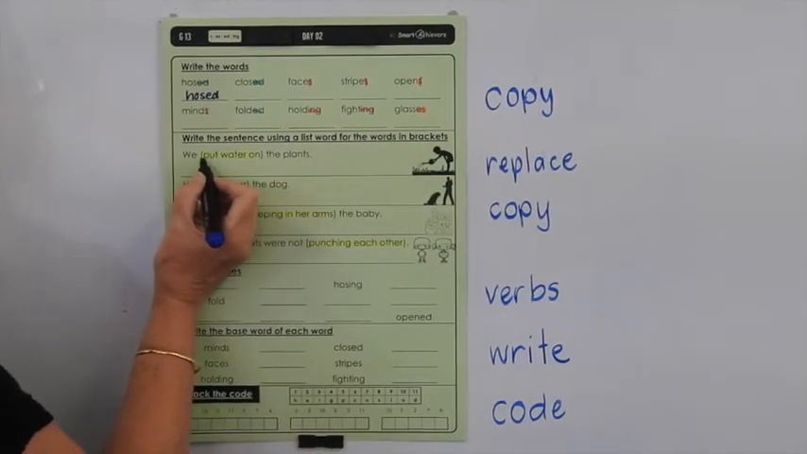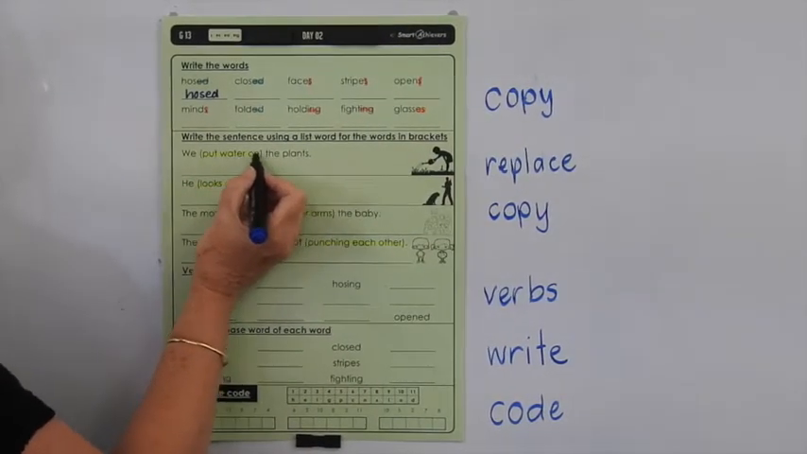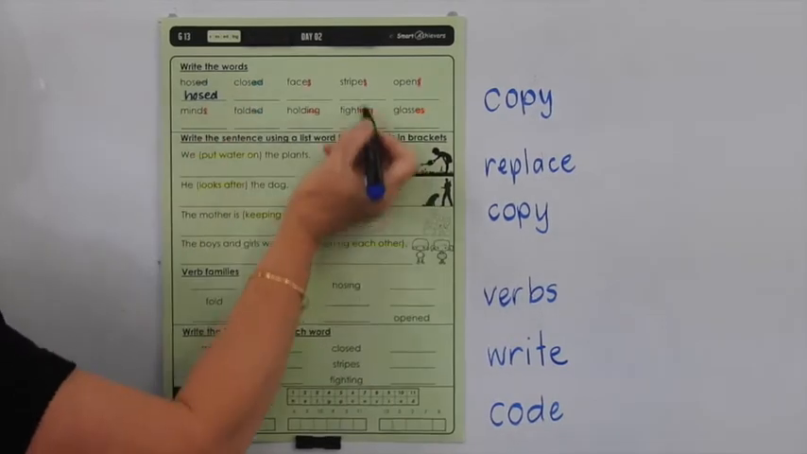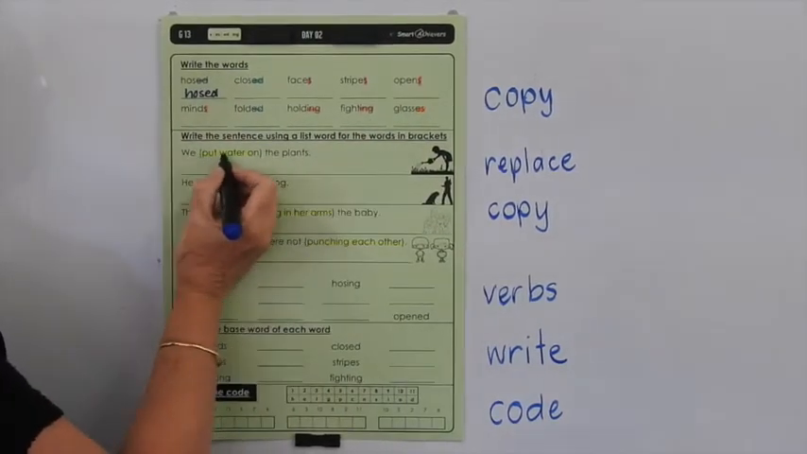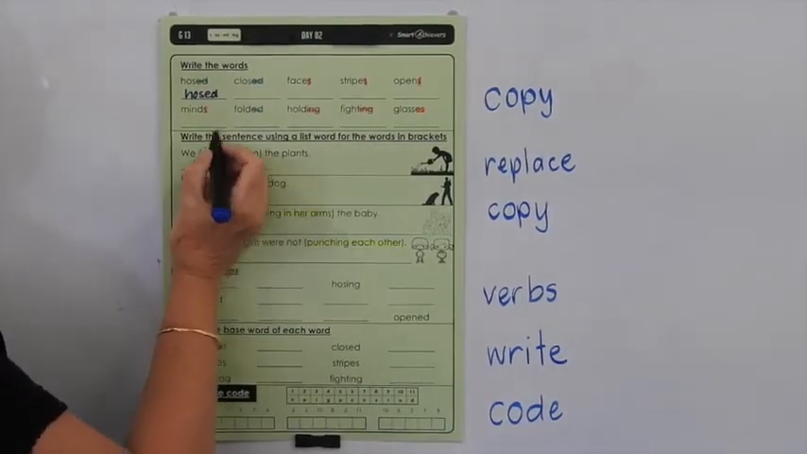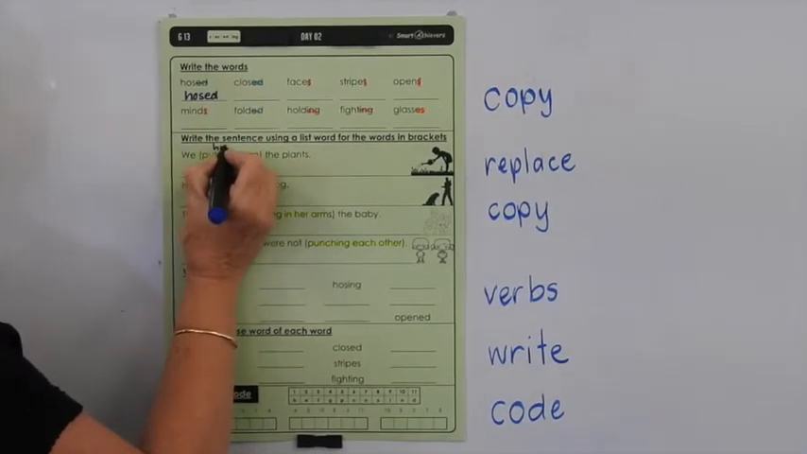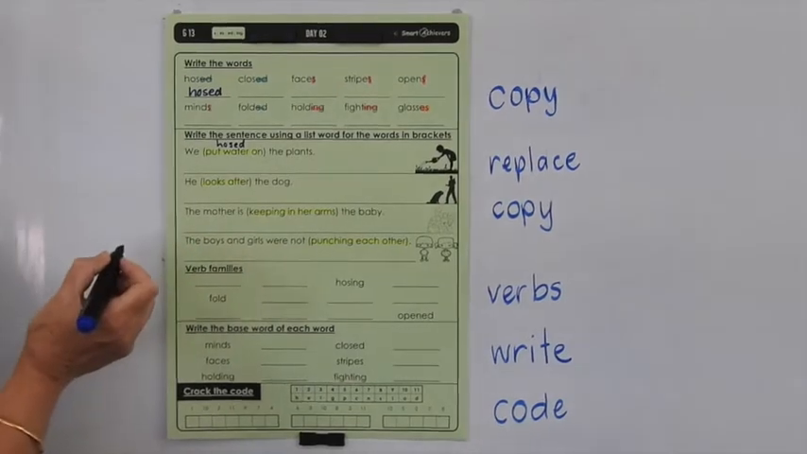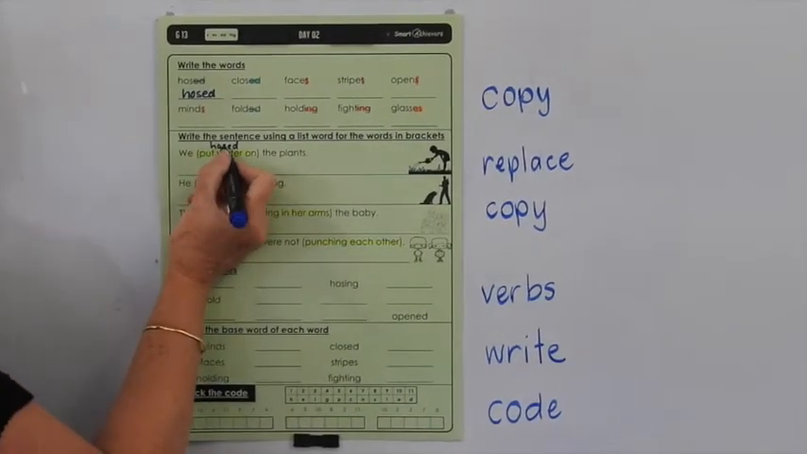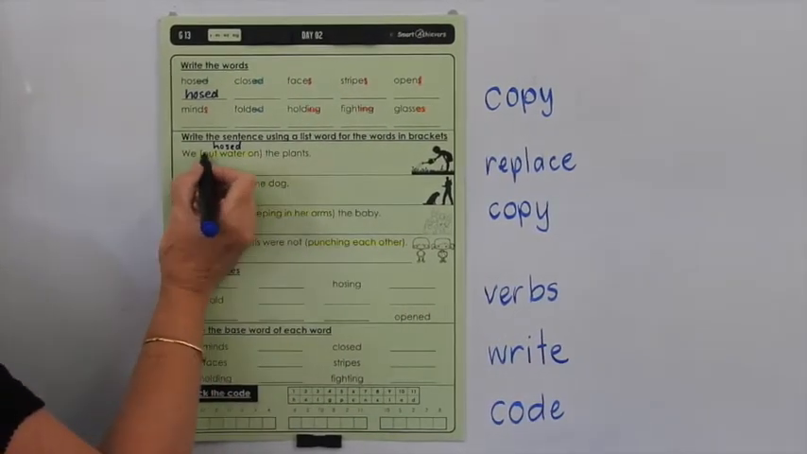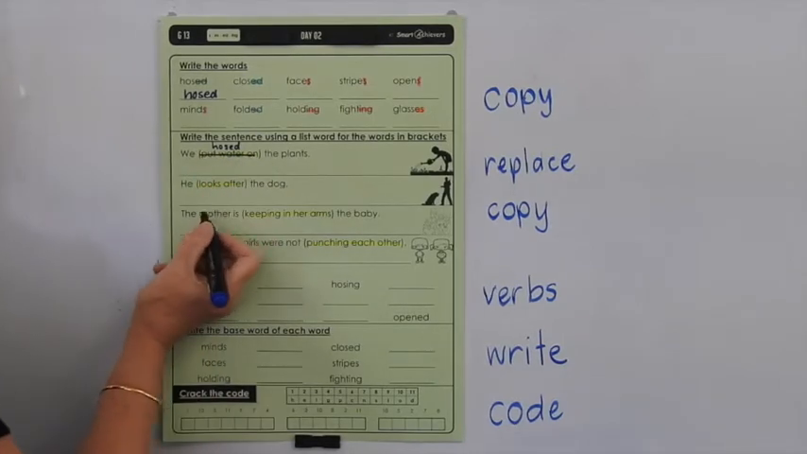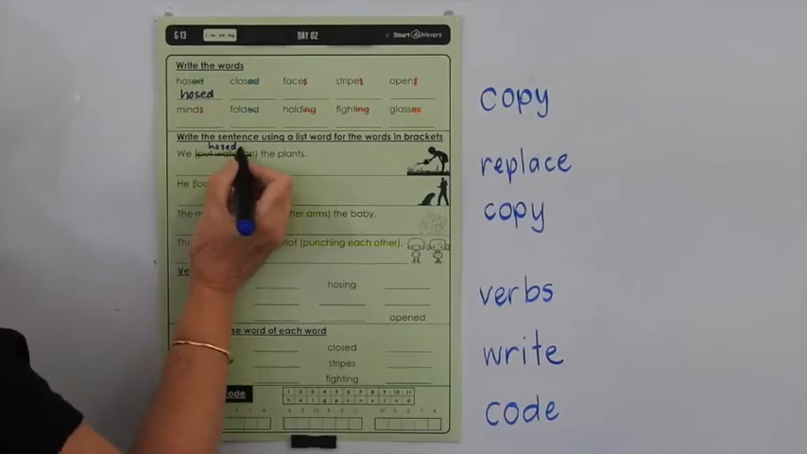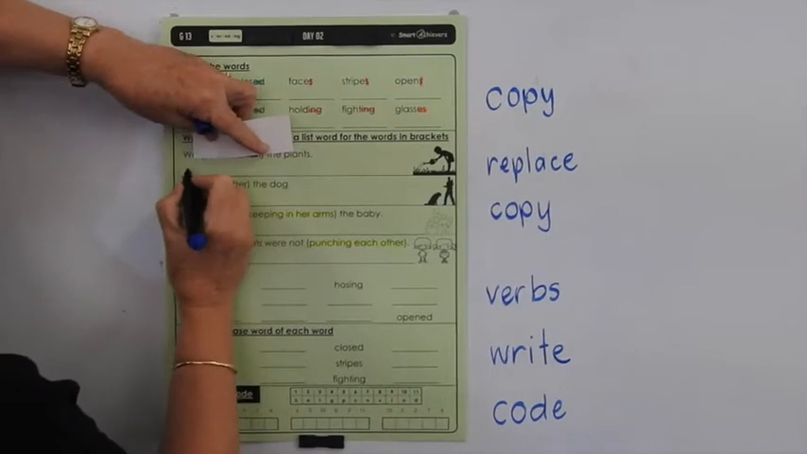So in this sentence we've got put water on. So we need a list word that means put water on. We put water on the plants. We hosed the plants. So the list word would be hosed. Then you have to write out the sentence with the list word in it, not the words that I had. We'll cross that out. We don't need that anymore. We've got the word right. We hosed the plants. Cover it.